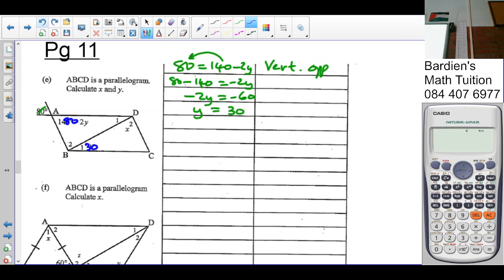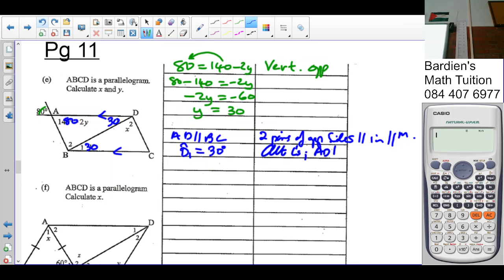So what did we say? She first said that AD is parallel to BC. That's what she said, no? Why is that the case? Two pairs of opposite sides parallel in a parallelogram. With that, you said that D1 is equal to 30 degrees. Why? Alternate angles with AD being parallel to BC. Okay?